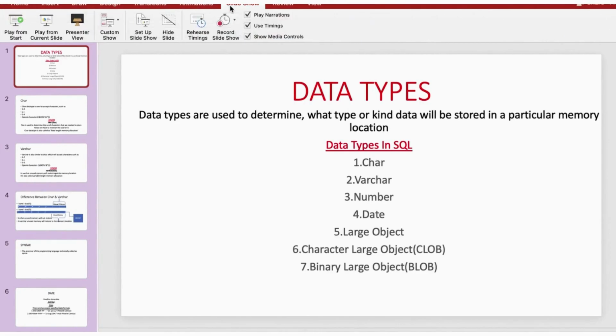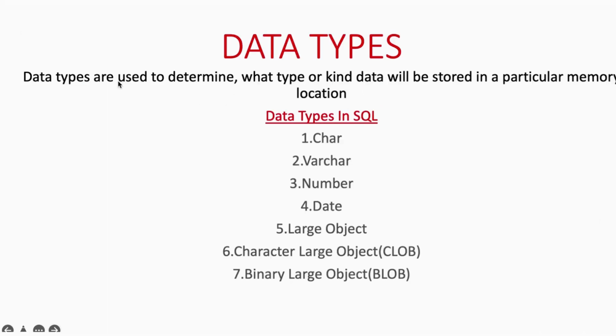So today we are going to discuss, as we discussed in our last video, that we validate the data by assigning constraints and data types. So let's go a little deeper into data types. Data types are used to determine what type or kind of data will be stored in a particular memory location.